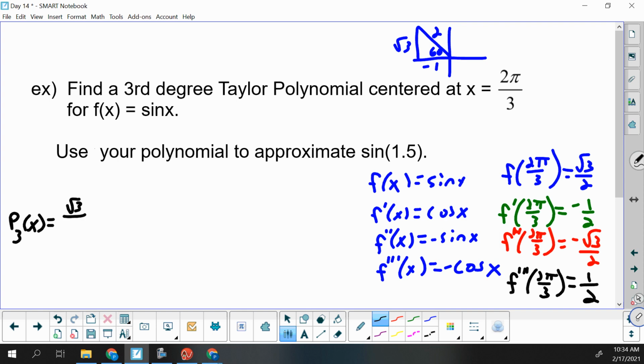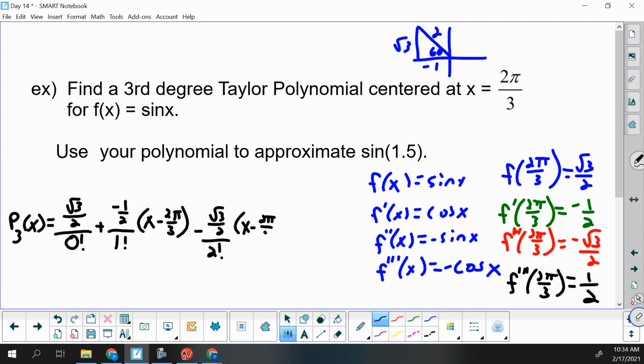So to write out our 3rd degree Taylor polynomial, we would have P3 of x is equal to our function value over 0 factorial plus our first derivative value over 1 factorial. We'll have x minus our center, raised to the first. Then we'll have minus square root of 3 over 2 factorial, x minus 2 pi over 3, this is now raised to the second. And then we got to go one more for our 3rd degree, so we'll have plus 1/2 over 3 factorial, x minus 2 pi over 3 raised to the 3rd.